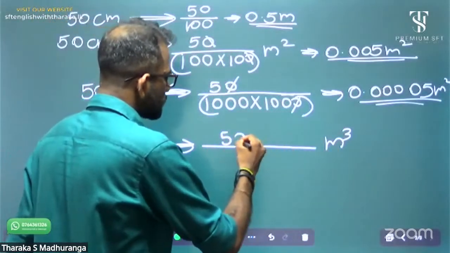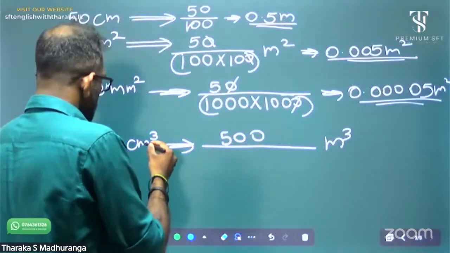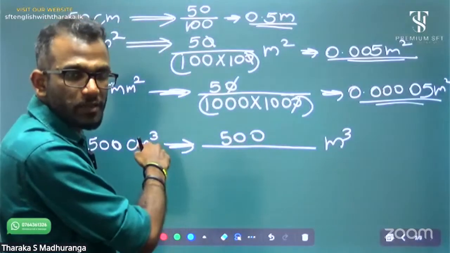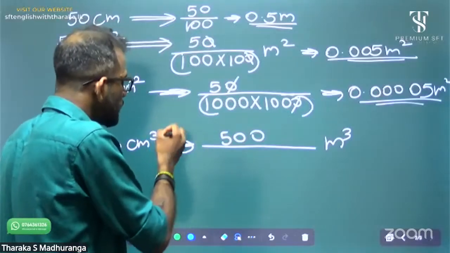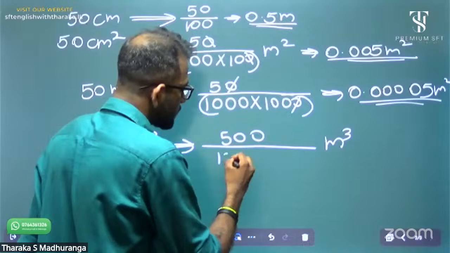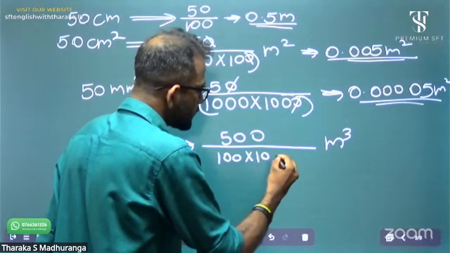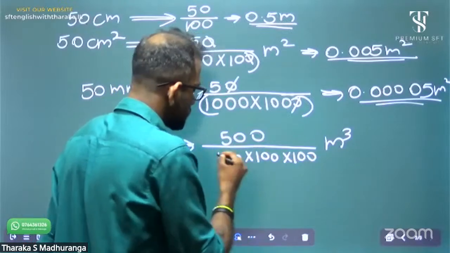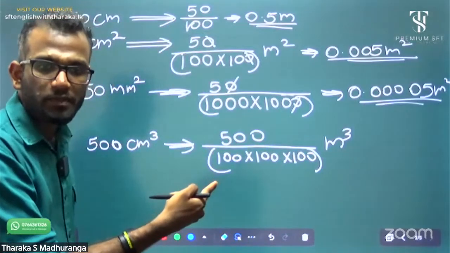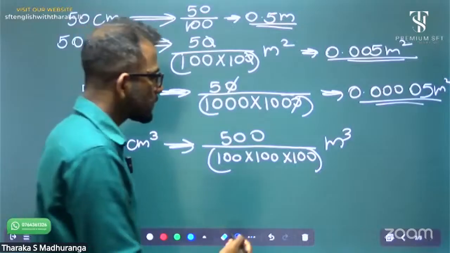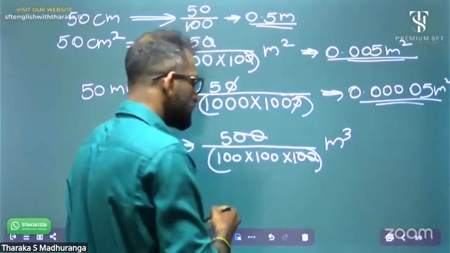Put 500 on top. Per 1 meter, how many centimeters? 100. How many times? 3 times. 100 into 100 into 100, 3 times because it is a cube. That's the method. I got the concept. Now 20 to 20 cancel out.